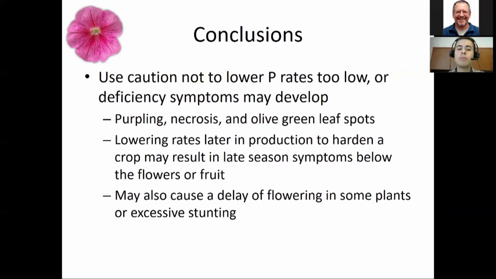And again, these symptoms will occur as a purpling or reddening or necrosis in olive green leaf spots. Lower rates later in production can, if you were to use them to harden off a crop, for instance, may result in late season symptoms below the fruits or the flowers. So if you supply a low but adequate rate of phosphorus for the first half of production and then limit the supply later on, you may run into these issues. Also, using excessively low rates of phosphorus may cause a delay of flowering in some plants or excessive stunting.